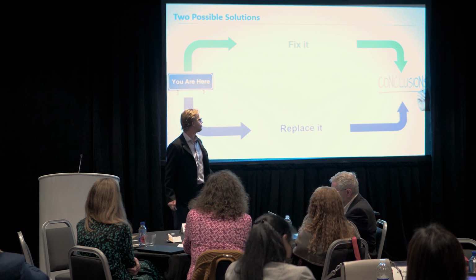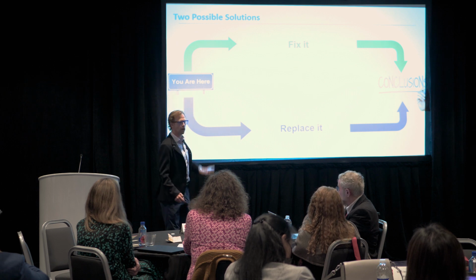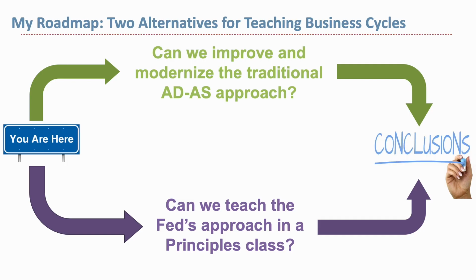And my hope is that for few of us, it's going to be just remaining where we are. So can we improve and modernize AD-AS so it's intuitive, so it speaks to our students, and so it coheres with the world in which they exist? Or alternatively, can we teach what I'm going to call the Fed's model, which is just a mildly adapted version of ISLM or ISMP? So let me start by saying, can we improve and modernize the traditional AD-AS approach?